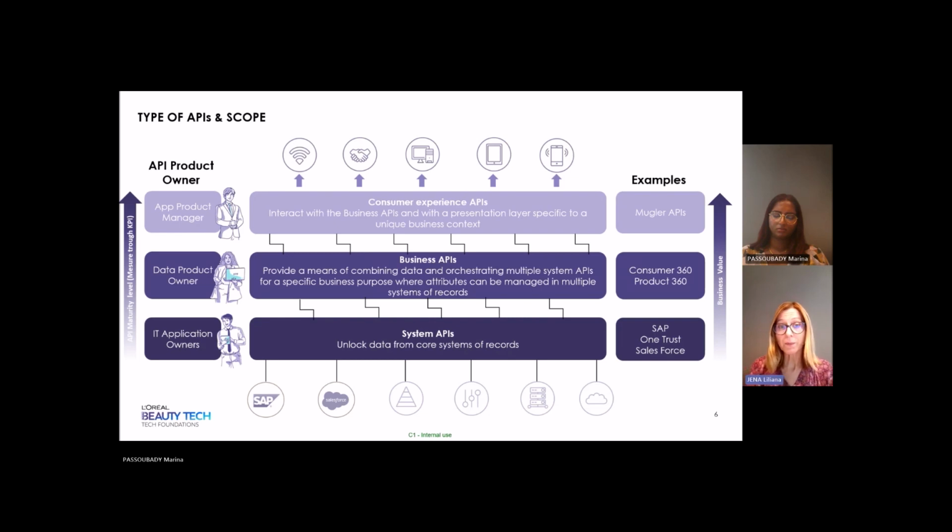We have a second type of APIs, the business APIs. Here, the APIs are fully modelized, and we are doing the model and the design that bring a business value for L'Oréal. And here we can have the APIs such as product 360, consumer 360. These business APIs are relying on the system APIs.